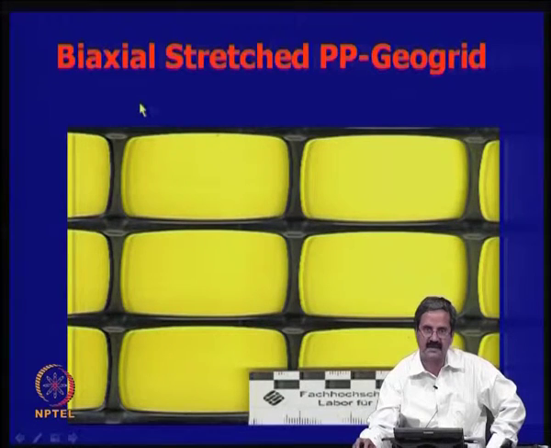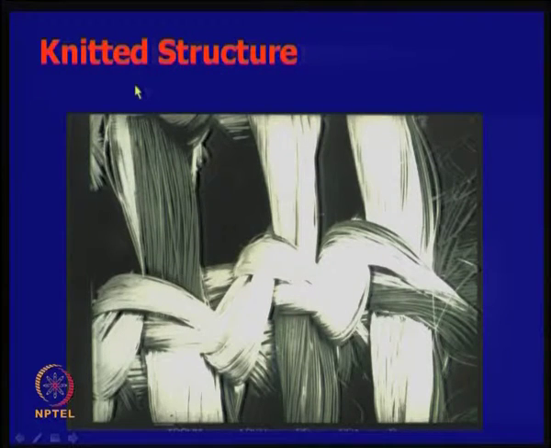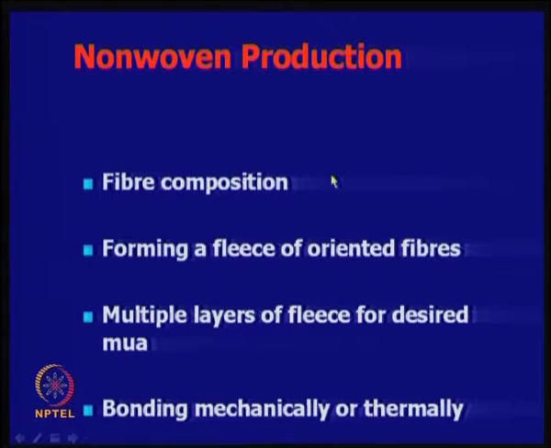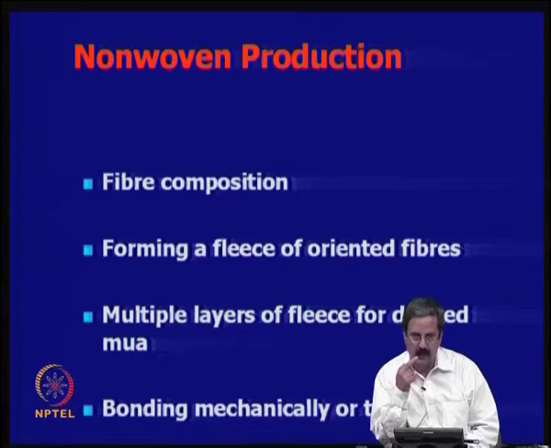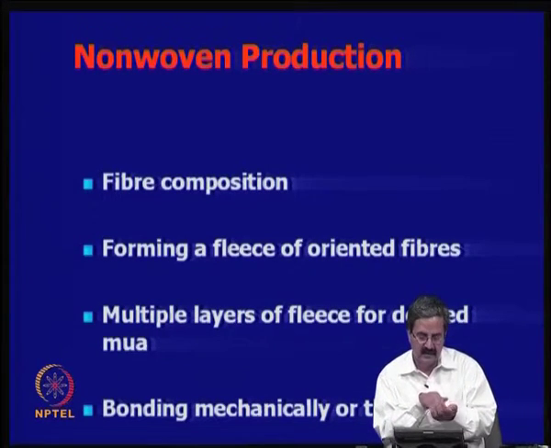This is what I just said, it is a biaxial geogrid, and a knitted structure is one thing. You can see that it is like some knitting. So, nonwoven production: wovens are one thing, where you weave around and then get that. What are nonwovens?